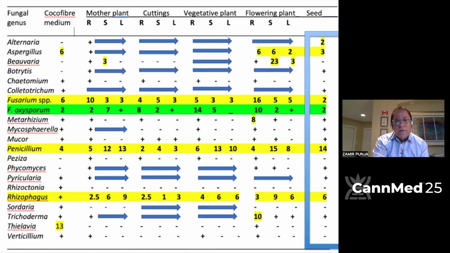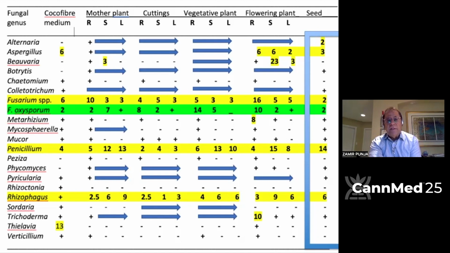So as you work yourself across from left to right, these arrows are basically showing you the presence of that particular genus across all samples. So when you look at something like Alternaria, you'll see that it's present in the mother plant, in the cuttings, in the vegetative plant, flowering plant, all the way across to the seeds. Similarly, Aspergillus all the way across. So the arrows are showing you there appears to be a trend going from left to right of the presence of these various species that are found in the samples that we looked at.